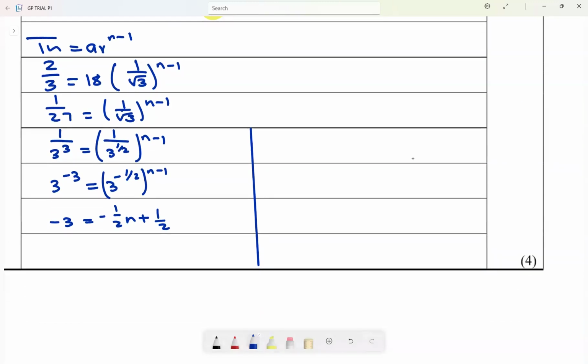When you solve, when I take this to the other side, or rather, let me multiply everything by 2. When I multiply everything by 2, it's going to be -6. It is equal to -n plus 1. And then n, when I take it to the other side, n is equal to 7.